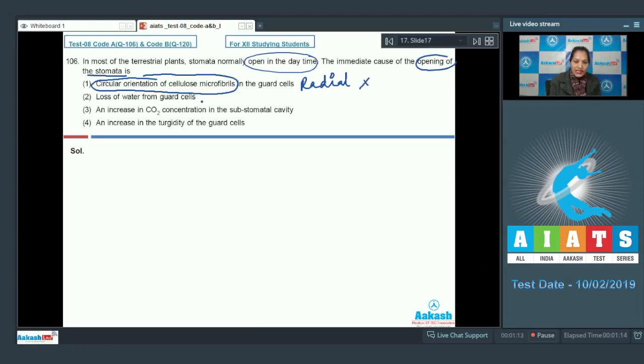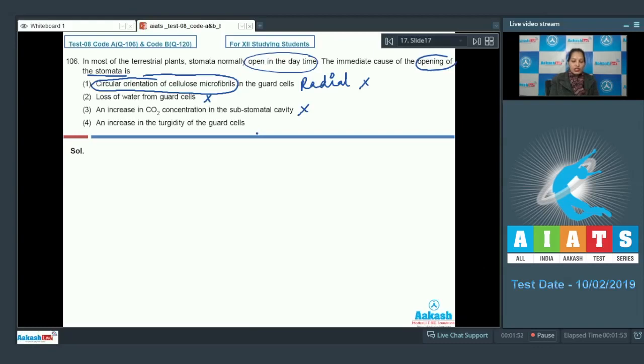Loss of water from guard cells. There is loss of water from the guard cells in closing of the stomata, not in the opening of stomata. So this option is also ruled out. Third, an increase in the CO2 concentration in the substomatal cavity. When there is increase in the CO2 concentration in substomatal cavity, then there is a stimulus for the synthesis of ABA, which makes the stomata close. So this option is also ruled out.